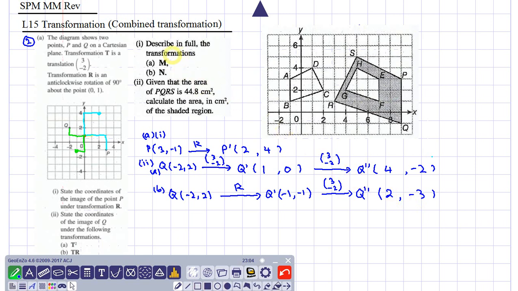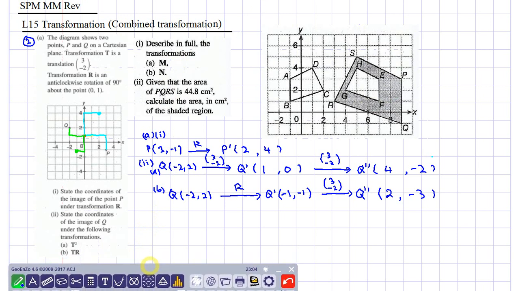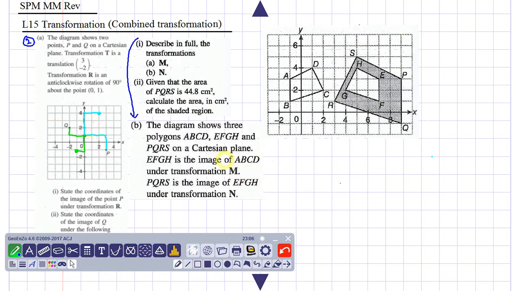Let's go to the second part, describe in full this transformation. Okay, I think I forgot to put something here. Hold on. Okay, this is a missing part.